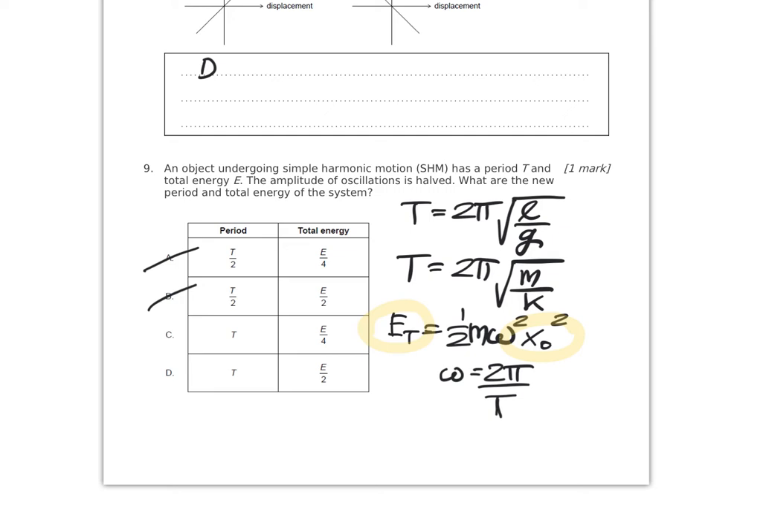So if you were to half the amplitude, then it would quarter the energy. And that, of course, is because the amplitude is squared. So if you half the amplitude, square that, that is 1/4. And so I'm left with the same period, but 1/4 the energy, choice C.